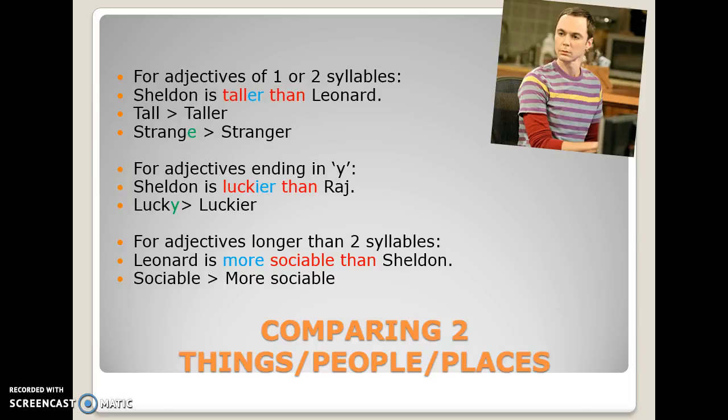If you have a longer word, for example, a word like sociable, intelligent, interesting, important, then you add more before the adjective. For example, Leonard is more sociable than Sheldon, or Leonard is more intelligent than Sheldon.